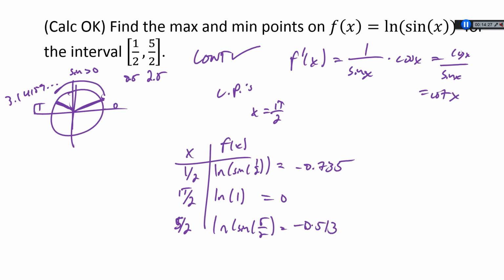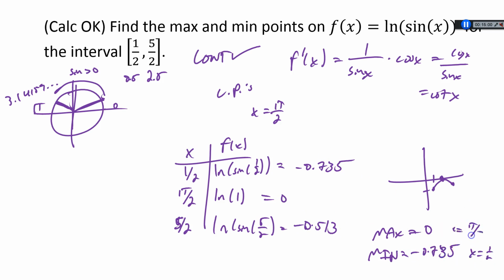Okay. So now what I'm imagining here is the critical point, the whole idea of critical points is that these are the only places the maximum and minimum can happen. So all the other points must be boring. So at 1/2, I'm down here at negative 0.735. Then I must increase up to 0 when I get to pi over 2, then back down to negative 0.513, something like this. So it looks like our maximum value is 0 and our minimum value is this negative 0.735. The minimum happens at x equals 1/2, and the maximum happens at x equals pi over 2.